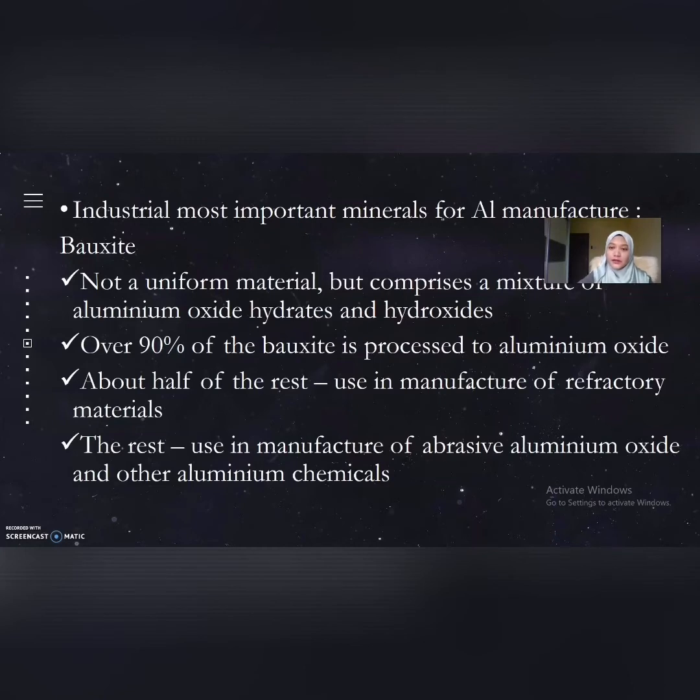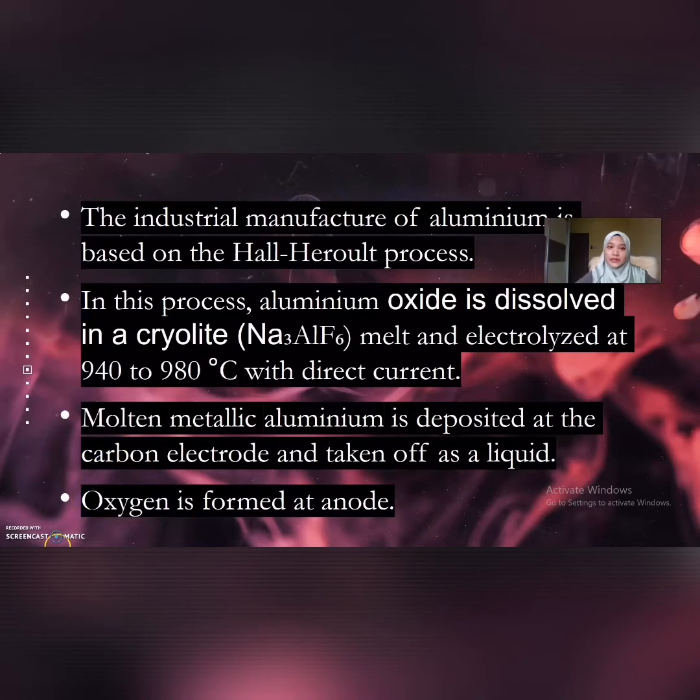Over 90% of bauxite is processed to aluminium oxide. About half of the rest is used in manufacture of refractory material and the rest is used in manufacture of abrasive aluminium oxide. The manufacture of aluminium is based on the Hall-Héroult process, and it is the same as the electrolysis and extraction process that we have learned before.